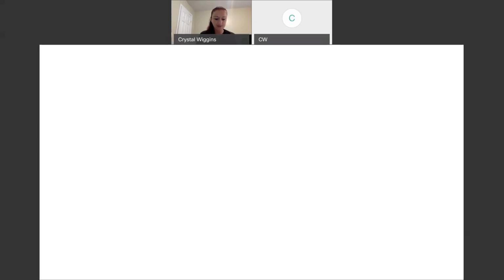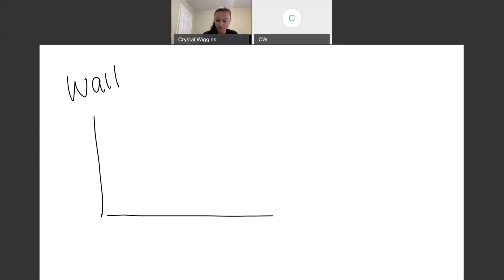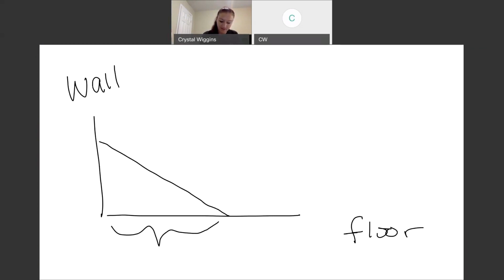Switching over to my whiteboard. Okay, so we have a wall, and we have the floor. And we have this ladder. So here we're going to demonstrate that the ladder is 6 feet away from the wall at the bottom. It's a 10-foot ladder.